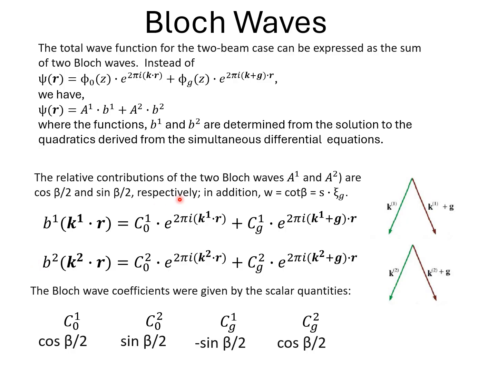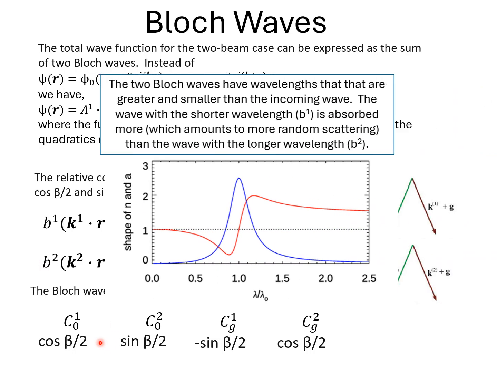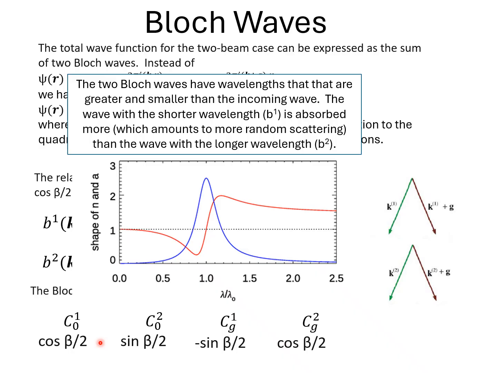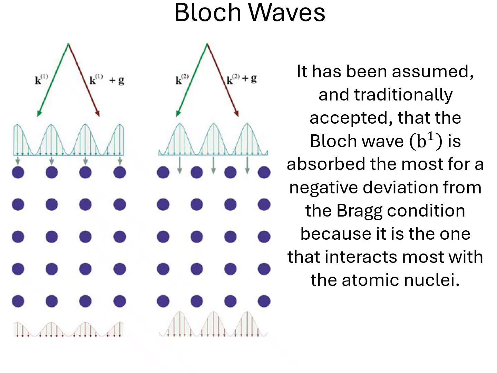Okay, so the two Bloch waves have wavelengths which are greater and smaller than the incoming waves. I've mentioned that already, so I don't have to talk about that anymore. Okay, so finally, the last point I want to make is that in textbooks, you'll see this kind of representation of the Bloch waves, corresponding in this case to the 1 and the 2 here. So we have Bloch wave 1, which is the one that's slowed, and Bloch wave 2, which is the one that's speeded up.